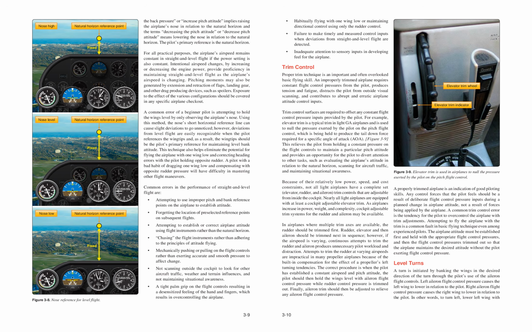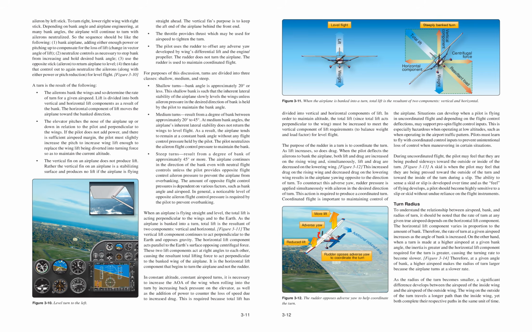Level turns. A turn is initiated by banking the wings in the desired direction of the turn through the pilot's use of the aileron flight controls. Left aileron flight control pressure causes the left wing to lower in relation to the pilot. Right aileron flight control pressure causes the right wing to lower in relation to the pilot. In other words, to turn left, lower the left wing with aileron by left stick. To turn right, lower the right wing with right stick. Depending on bank angle and airplane engineering, at many bank angles, the airplane will continue to turn with ailerons neutralized.